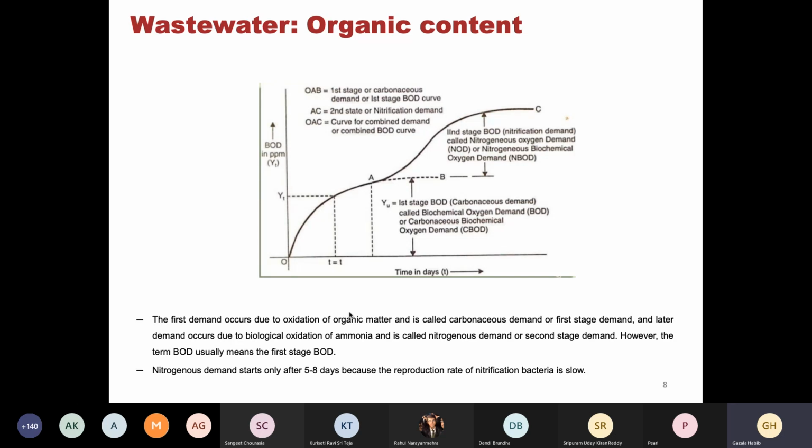After 5 to 8 days, the nitrifying or nitrogenous bacteria grow, because their growth rate is slow, so they grow only after 5 to 8 days, and they consume oxygen to convert ammonia into nitrite and nitrate and so on. Organic nitrogen is decomposed, and the compounds are degraded and harmless compounds are formed. So when we talk about the routine test, we talk about BOD5, the oxygen demand after 5 days of incubation.